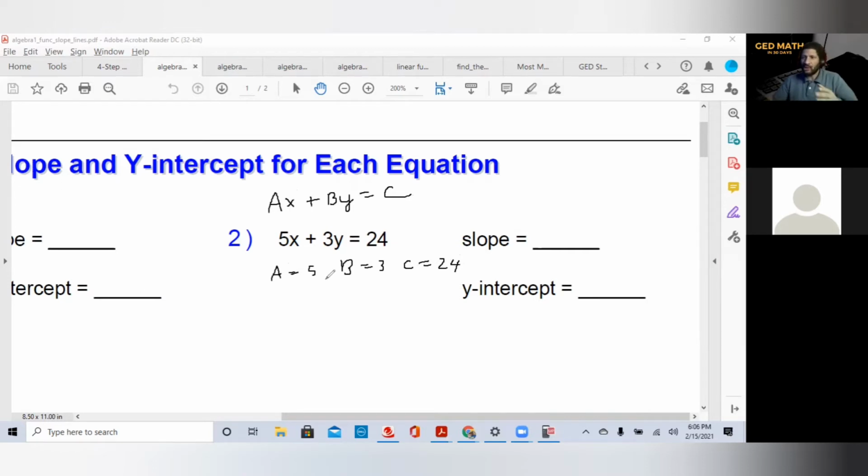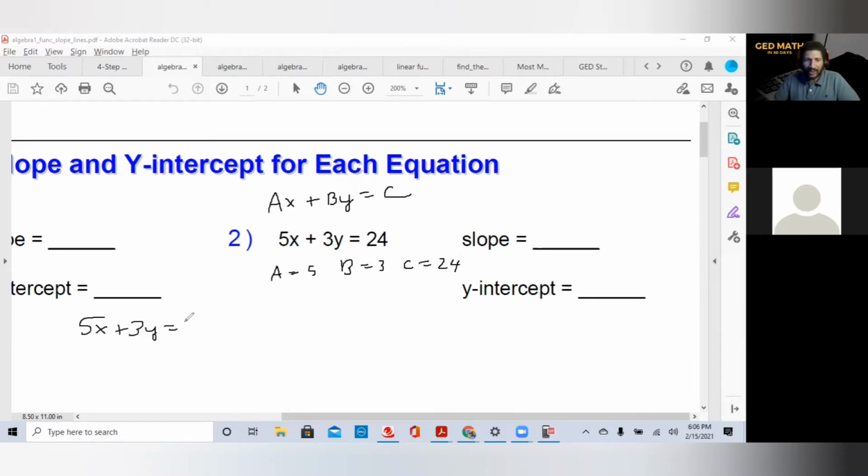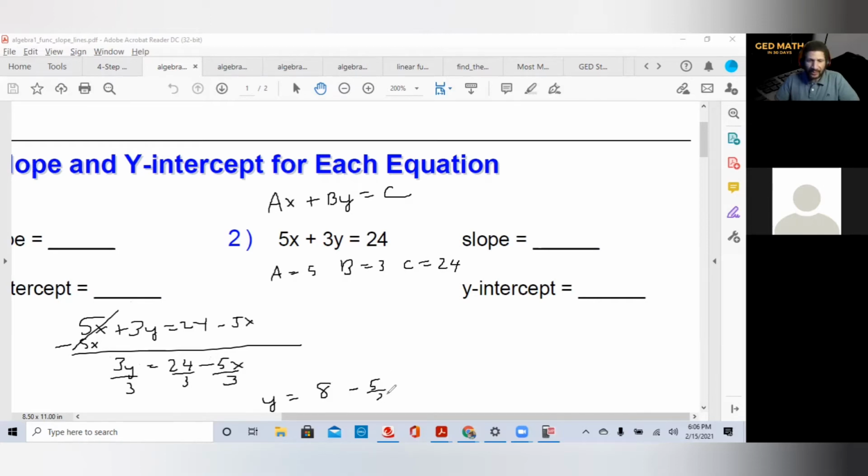In order to find the slope, you don't have to solve for y. You don't have to move one side of the equation. You don't have to do all those things they show you in class. In class or some adult education centers, they'll say 5x plus 3y equals 24. You subtract 5x from both sides. The 5x cancel. You have 3y equals 24 minus 5x. Then to get the y by itself, you divide by 3, and you get y equals 8 minus 5/3 x.